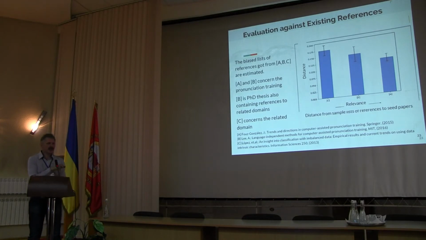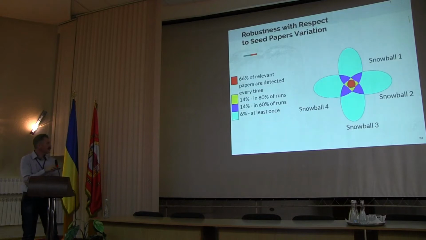Next, we can estimate our topic model against the existing set of publications. And we can see that the left side is less relevant, and the right side is most relevant. You can see the list of papers, and we can be sure that our model is correct.